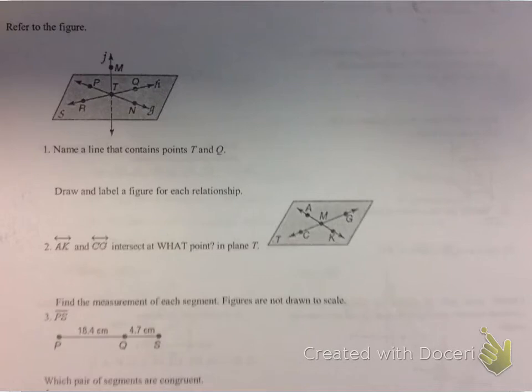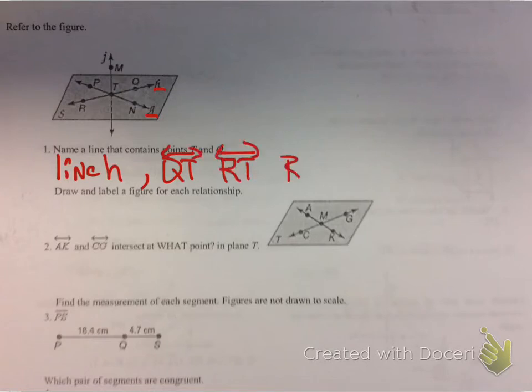Okay, let's see. Take some drawing and do something simple, like name a line that contains points T and Q. You can see there that you have these little letters at the end. You can name the lines like that and say line H, or you could say based on the letters, so T and Q or QT, RT, and RQ. Anything like that would work, or some variation.